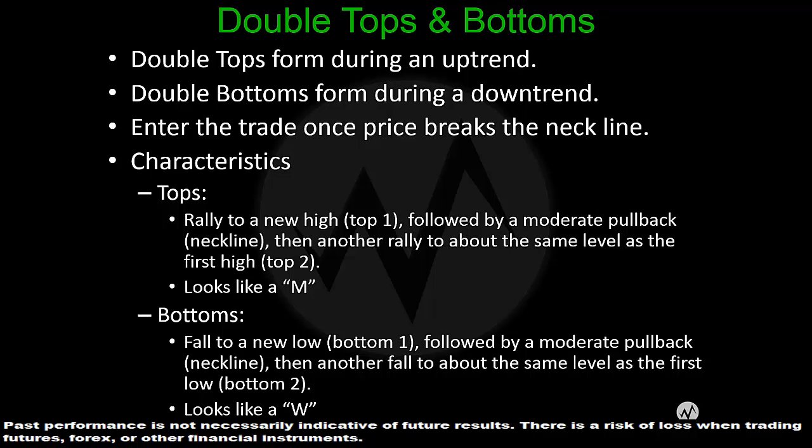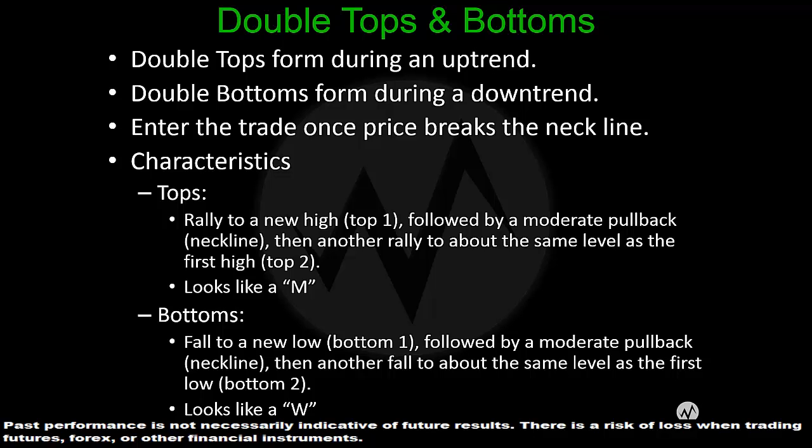For tops, you have a rally to a new high, which will be your first top. Then you have a little bit of pullback. That low, when it starts heading back up again, is where your neckline is going to be. Then you'll have another rally to right around the same level. Sometimes it's right at the same level, a pip off, a little above or a little below, but that's your second top. Then it starts to pull back, and when it breaks the neckline is when you want to enter. It's a confirmed double top, and it looks a little bit like an M. That's the way I like to visualize it.